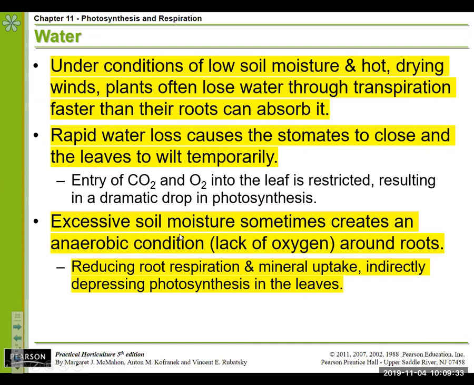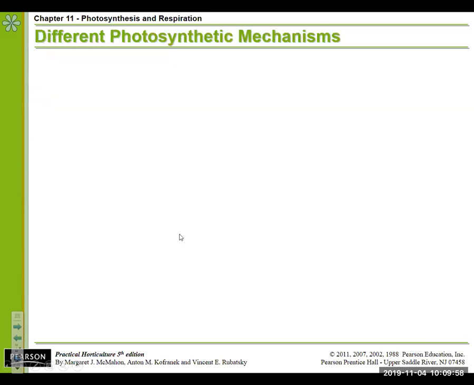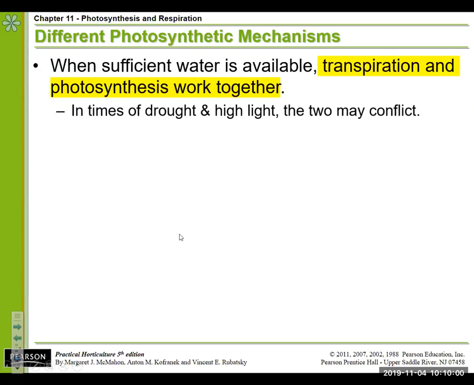Excessive soil moisture can also be a bad thing, because it's going to create an anaerobic condition, a lack of oxygen around the roots, which the roots also have to respire. They have to breathe as well. And that respiration of the roots is what allows the plants to take up water and take up minerals, which without the water, without the minerals, can indirectly affect photosynthesis as well. When we have the right amount of water available, then we have transpiration and photosynthesis working together in sync.